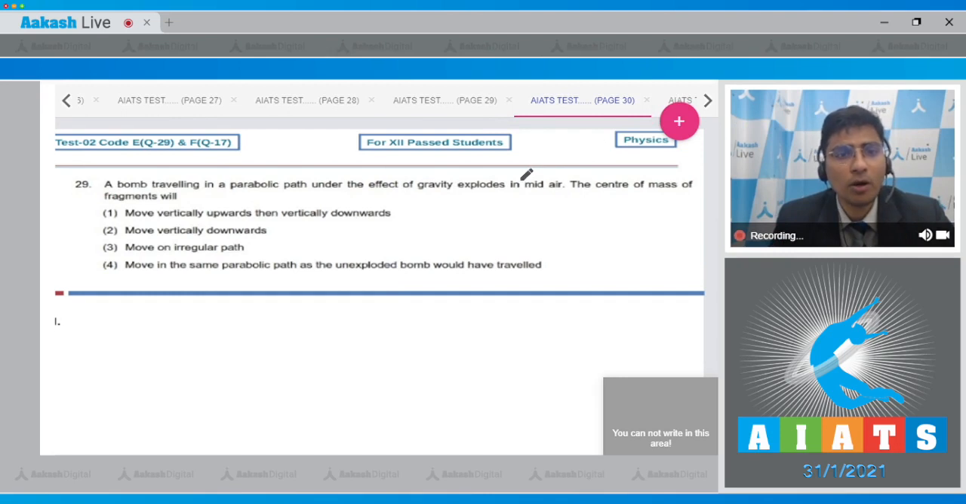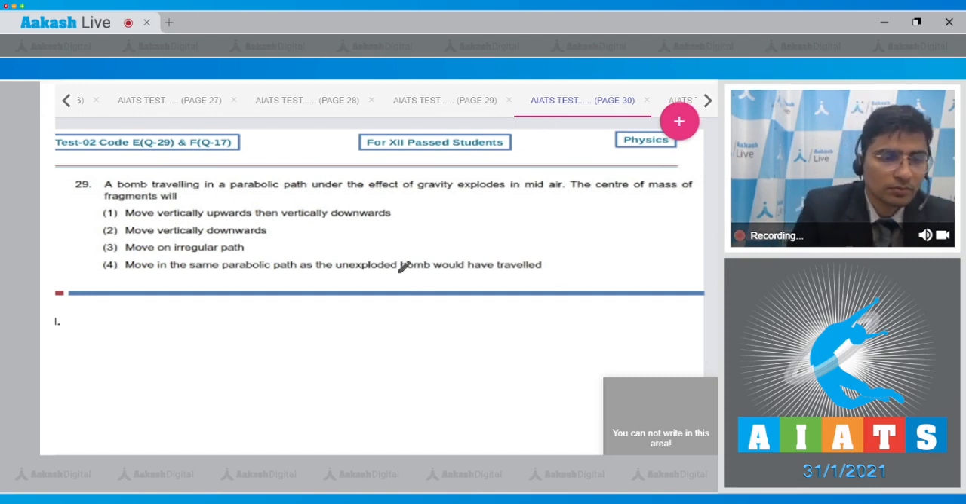In question 29, a bomb traveling in a parabolic path under the effect of gravity explodes in midair. The center of mass of the fragments will first move vertically upward, then vertically downwards, move vertically downward, move on a regular path, or move in the same parabolic path as the unexploded bomb would have traveled.